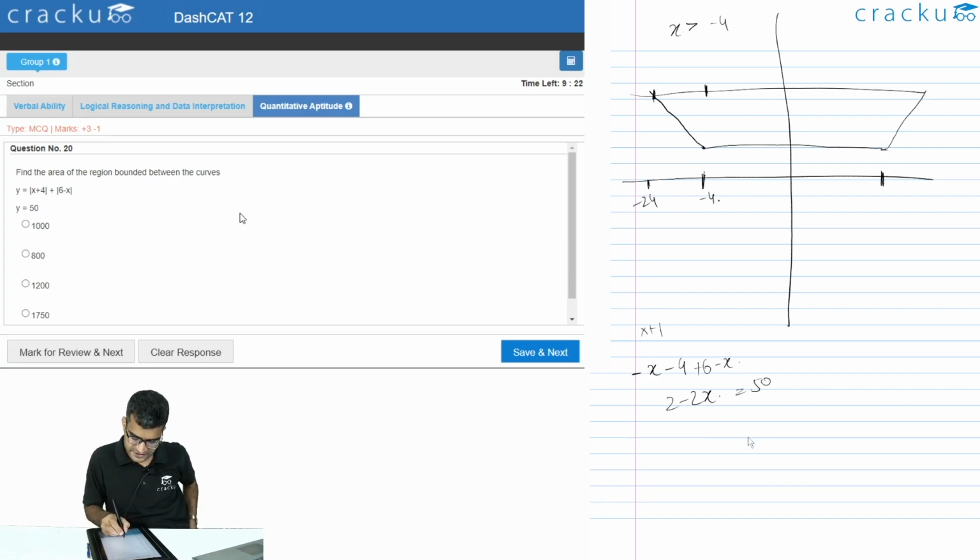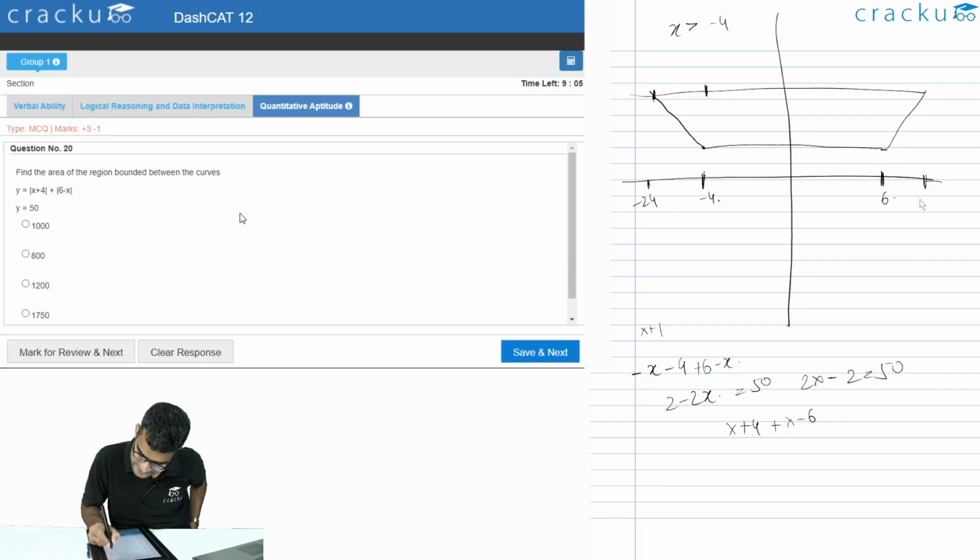Let me again calculate it just to be sure. This will be, if x is greater than 6, x plus 4 plus x minus 6. Yeah, so this will be 2x minus 2. This will equal 50 when x is equal to 26. So this is 6 and this is 20. Okay, so this should not be too difficult, no?